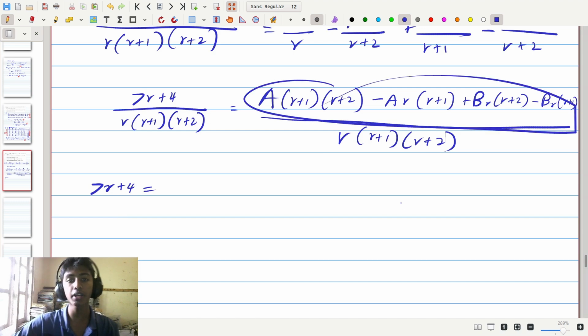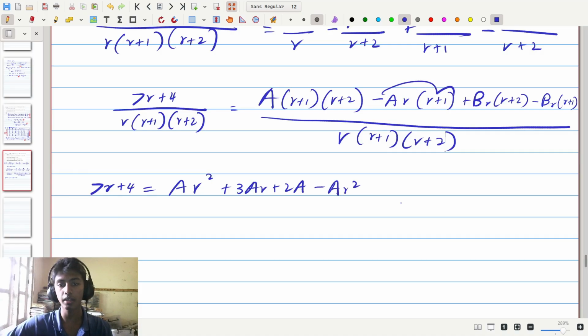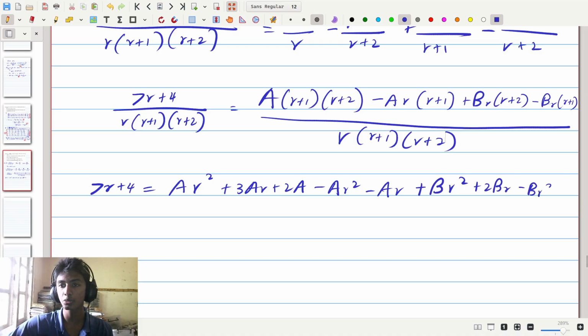Now if we simplify down, we can see we get A times R times R, which is A R squared, and then A times R times 2 and A times 1 times R, which is going to be plus 3AR. We're going to get A times 1 times 2, which is going to be plus 2A. We're then going to get minus A times R, so minus AR squared, and minus A times R times 1, so minus AR. We're then going to get B times R times R, which is going to be B R squared. So we have plus BR squared, we have plus 2BR, we have minus BR squared, and we have minus BR.